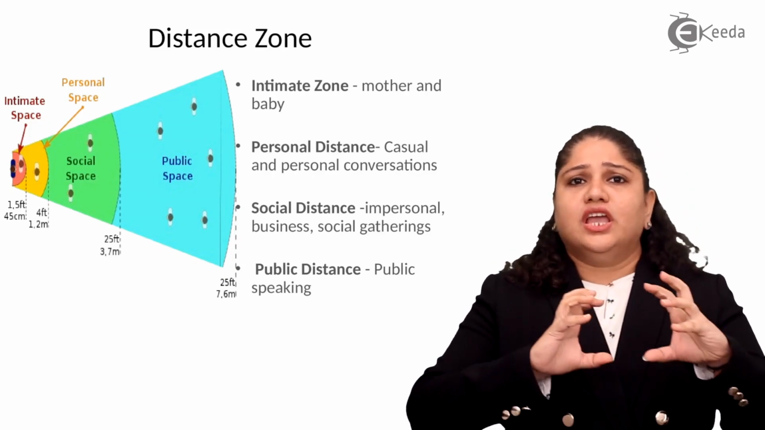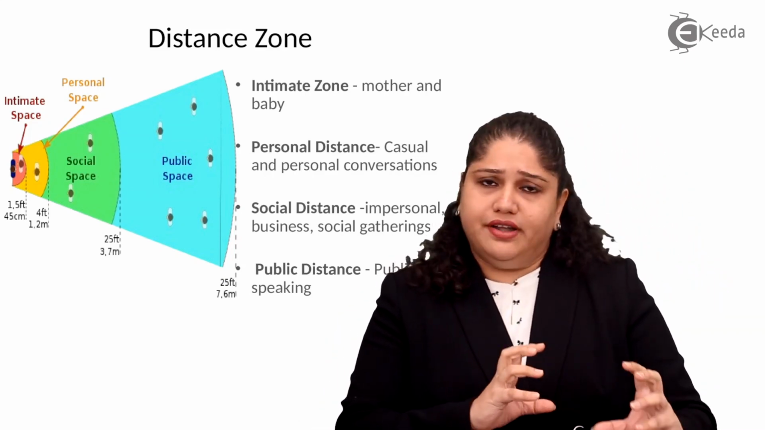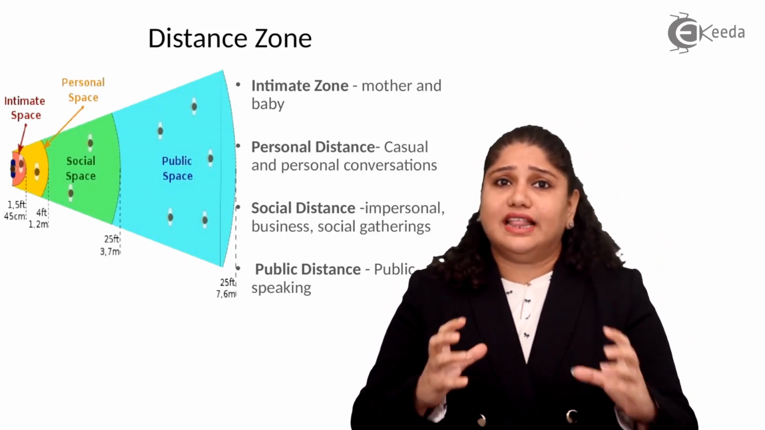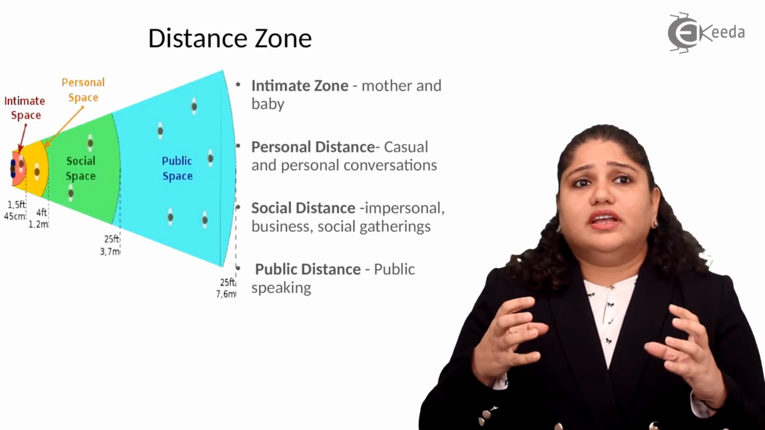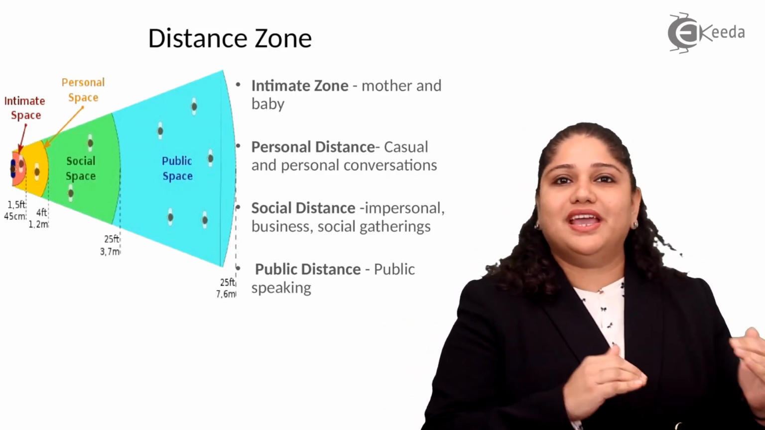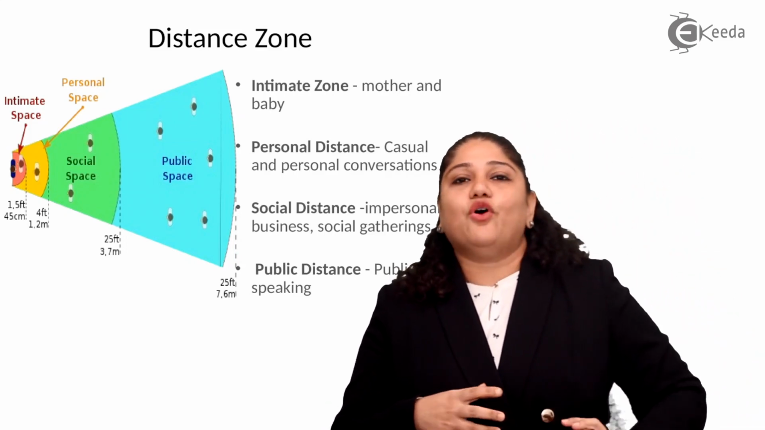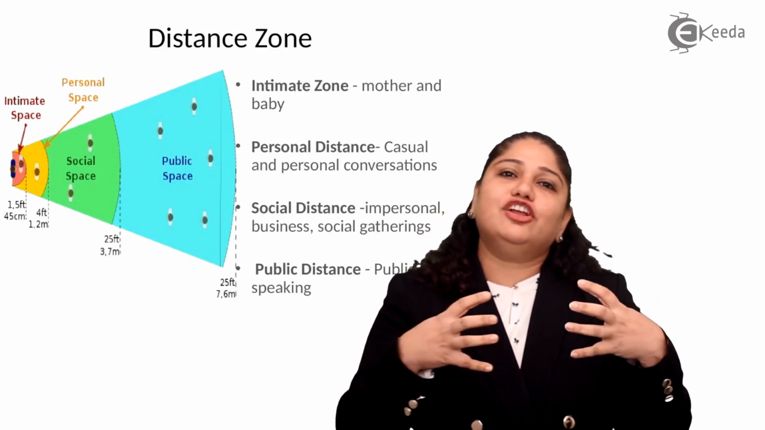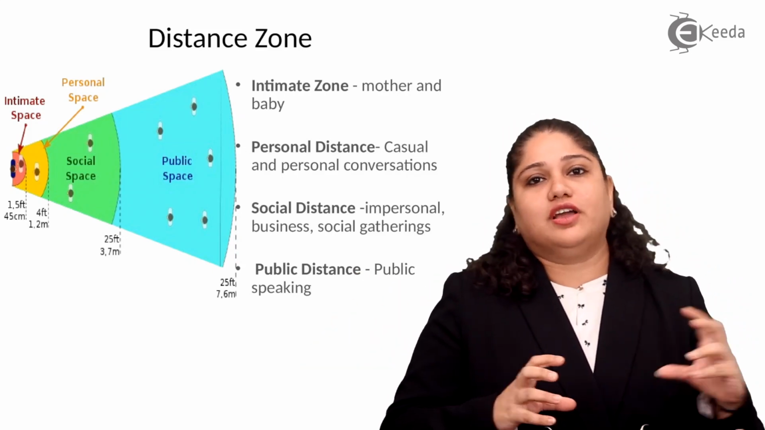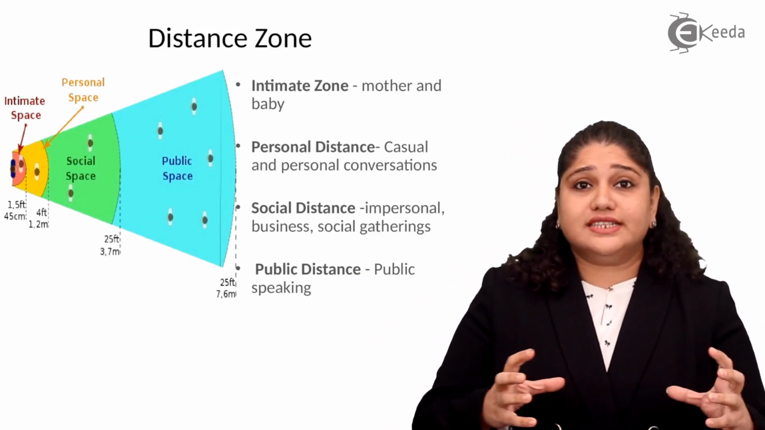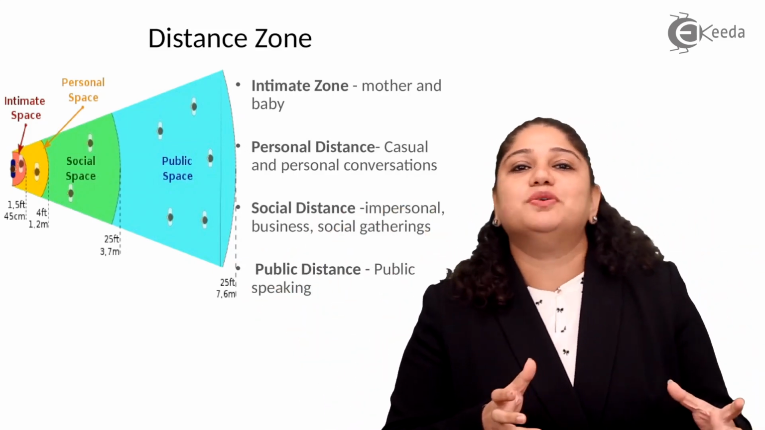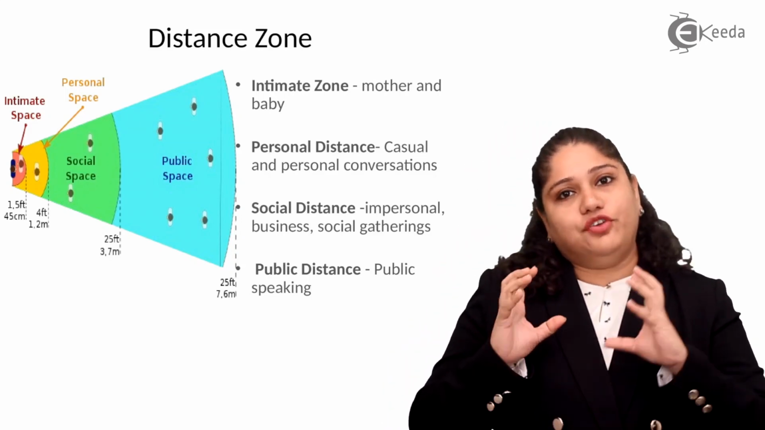Now, how does each space allotment matter to communication? An intimate zone is nothing but maintaining an intimate distance. If you see a baby and a mother talking to each other, they are always close, they are hugging each other, they are in very close bonding. That is called the intimate proximity level of communication. Their communication is such that they do not really need to speak loudly, because they are so close to each other that even whispers would work. So this is one of your proximity zones.